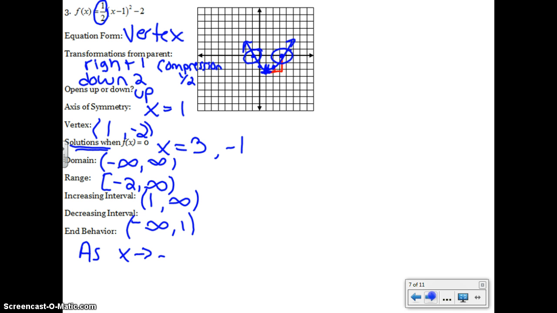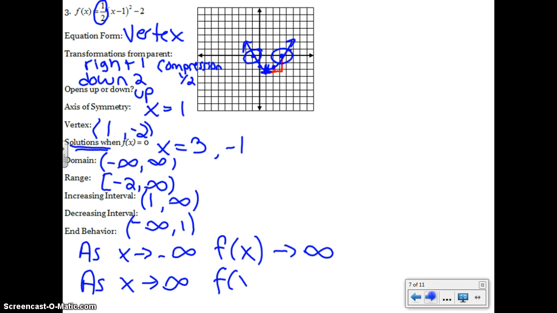As x goes to -infinity, so when I look to the left, my arrow is going up, so my y value is going to positive infinity. And as x goes to positive infinity, is when I look to the right, my y value is also going up to positive infinity.